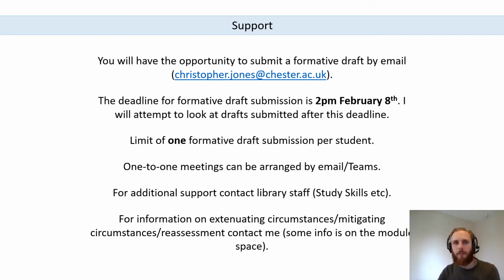So if I get a large number of drafts after this deadline, I'm not going to get to look at them all, basically. So I'd encourage you to submit before this deadline, and then I can guarantee that I'll be able to look at your draft and get you feedback. And then I can either give you the feedback by email, or we can arrange to discuss on Teams.